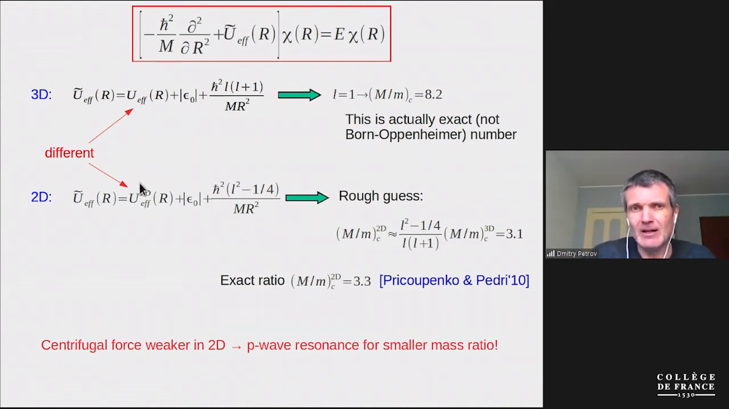not much. And therefore, if you follow my logic, you can now estimate what mass ratio is needed to bind the trimer in 2D. I just take the three-dimensional one and multiply by the ratio between the centrifugal barriers, and I get 3.1, whereas the exact number is 3.3. So you see, it's actually quite nice, this scaling. And we can conclude that the centrifugal force is weak in 2D, so you need a smaller mass ratio to bind.